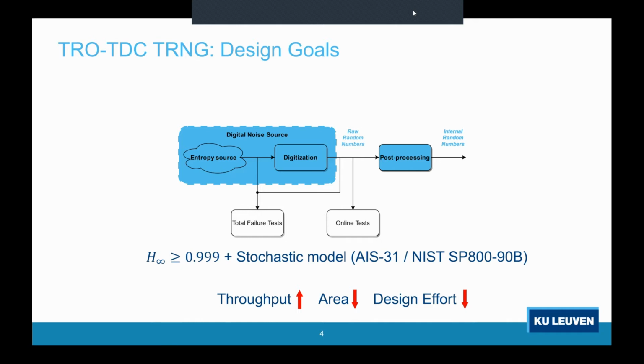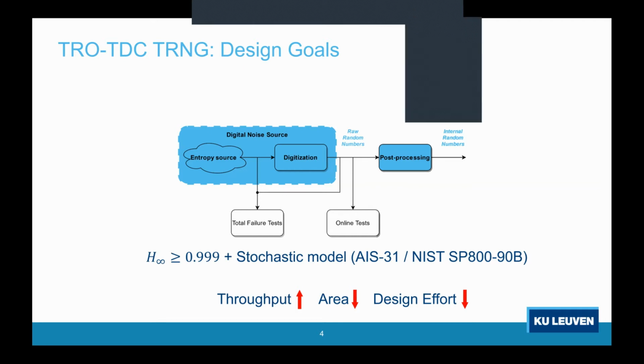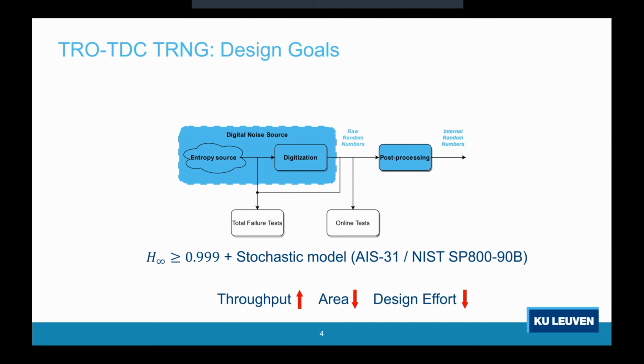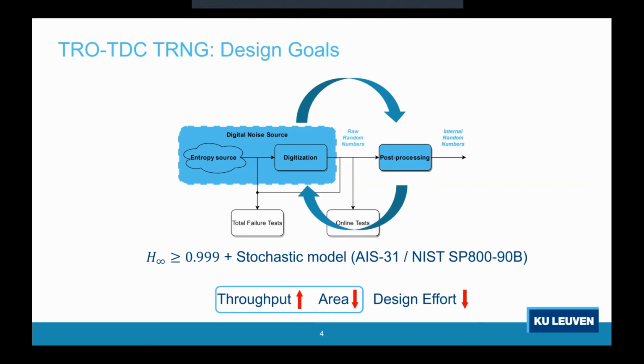And here in the design effort, we think of manually placing and routing circuit components instead of just using a hardware description language like VHDL. And to obtain a good area versus throughput trade-off, we need to optimize both the digital noise source and post-processing. In that way, we will obtain the best efficiency trade-off.